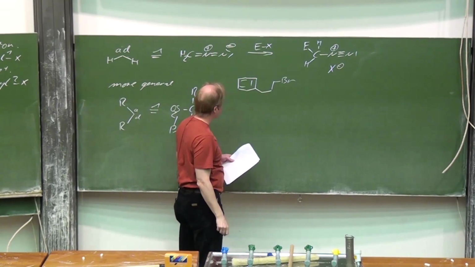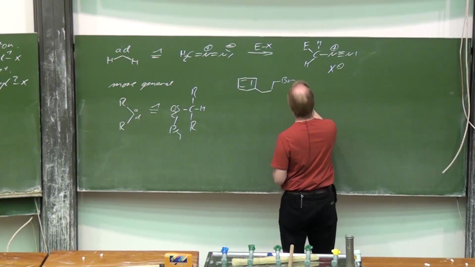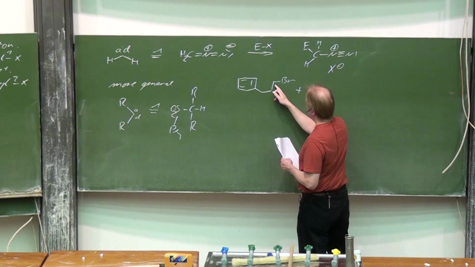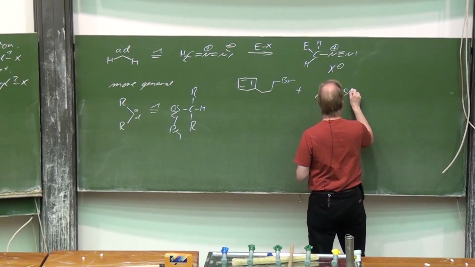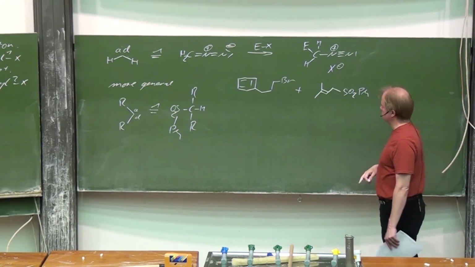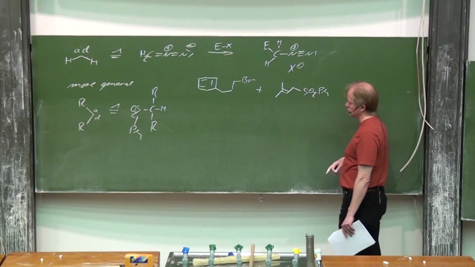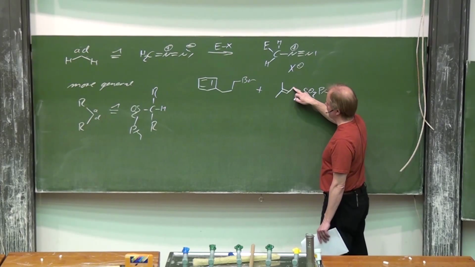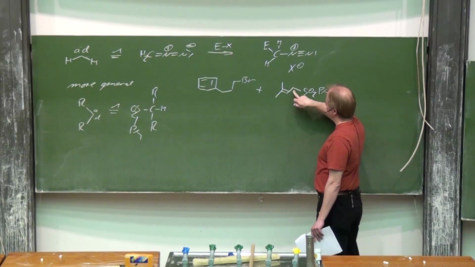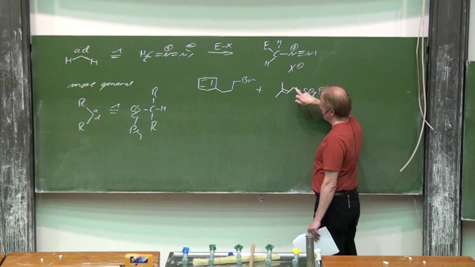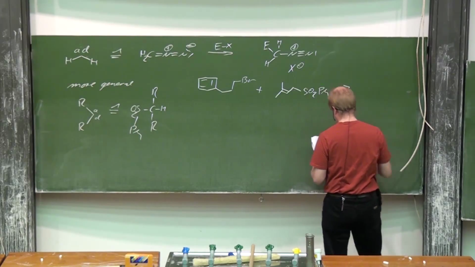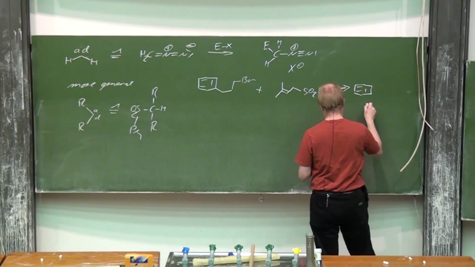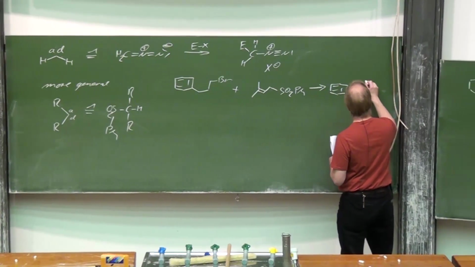So, here we have the alkyl halide. And there, a sulfone. We could, of course, have another alkyl or aryl group here. Doesn't matter. Deprotonating, nucleophilic substitution will lead to this result.